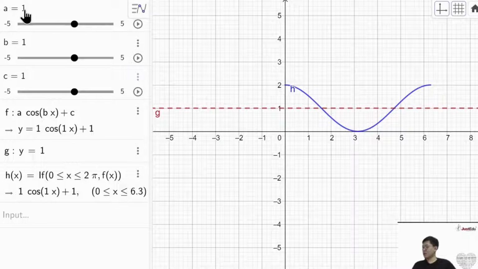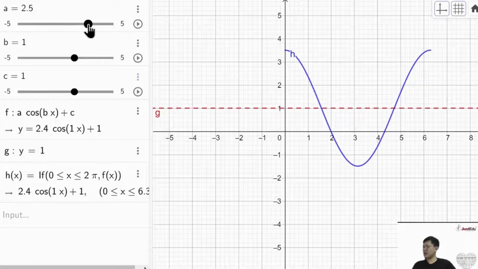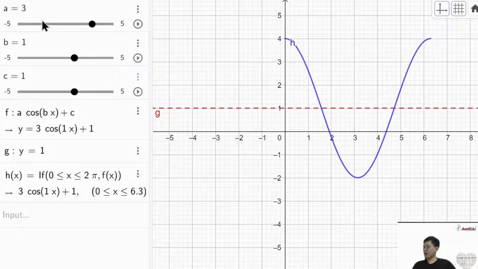Okay, so now amplitude is 1. So if I let A change, you can see that the graph will actually get like that. If A is 3, you see from 1 plus 3, the highest point amplitude. From 1, you go down 3 units, the lowest point is -2.